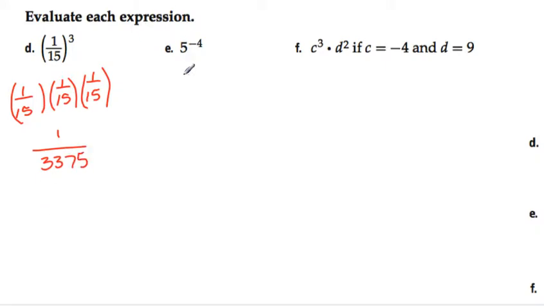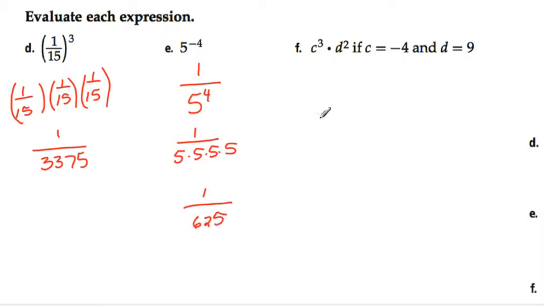Okay. How about 5 to the minus 4th? That one is 1 over 5 to the positive fourth. So that's 1 over 5 times 5 times 5 times 5. So 5 to the fourth power is 625.